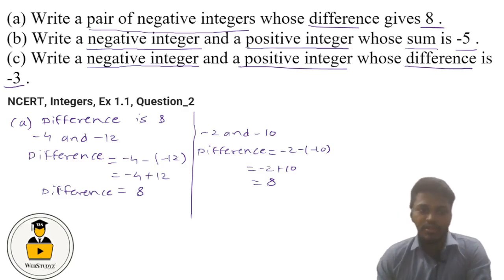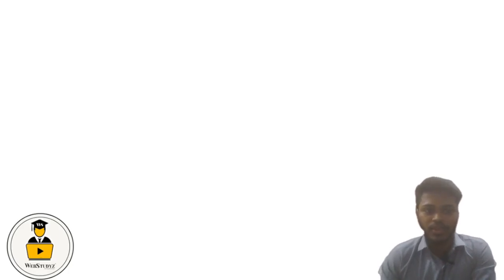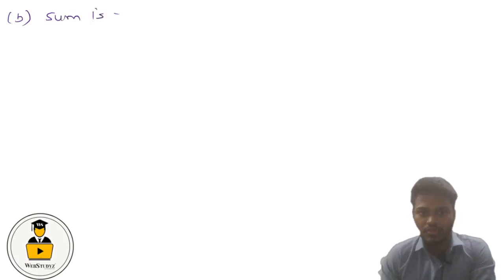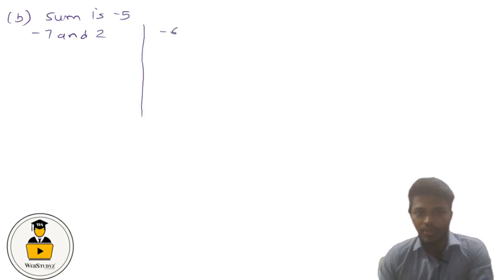Now let us consider the second question, where we want a negative integer and a positive integer whose sum is minus 5. So we can write here that we want the sum to be minus 5, and we want a positive integer and a negative integer. So we can consider minus 7 as our negative integer and 2 as our positive integer. Similarly, we can consider minus 6 as a negative integer and 1 as a positive integer.